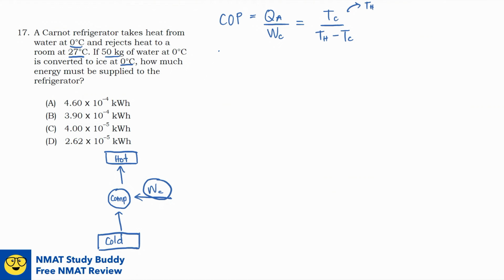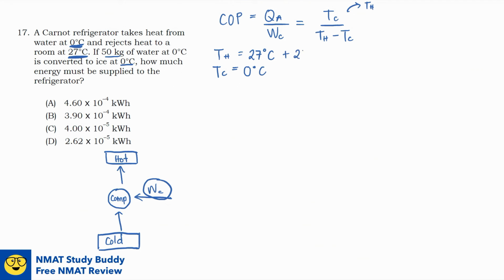So, given tayo ng temperatures. Sa hot reservoir, yung temperature daw doon is 27 degrees Celsius. Doon tinatapon yung heat or nilalabas yung heat. And then sa cold reservoir naman is 0 degrees Celsius. Sa pag-solve ng COP, importante na absolute temperature yung gagamitin natin. So, dapat i-convert pa to into Kelvin.